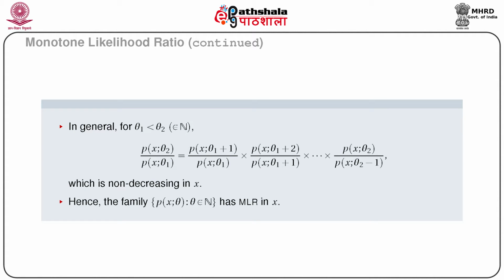We can use the above to provide the following general version. Let us take any theta 1 less than theta 2. Then P_x(theta 2) by P_x(theta 1) is equal to P_x(theta 1 plus 1) divided by P_x(theta 1), into P_x(theta 1 plus 2) divided by P_x(theta 1 plus 1), and so on, up to P_x(theta 2) divided by P_x(theta 2 minus 1). This product is increasing in x. Hence, the family of hypergeometric distributions has MLR in T(x) equals x.